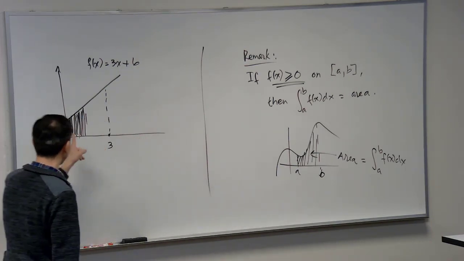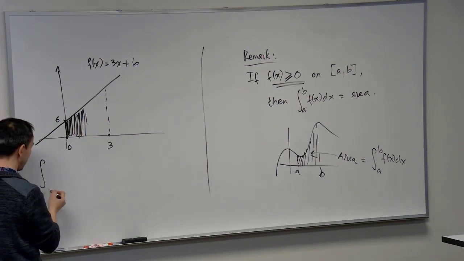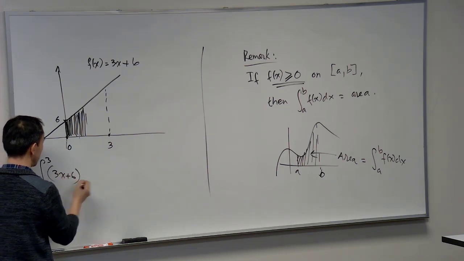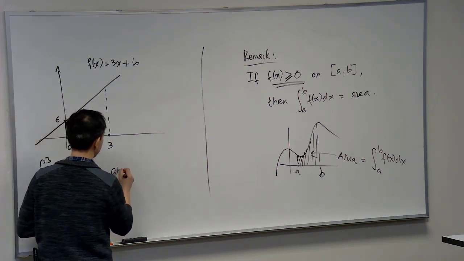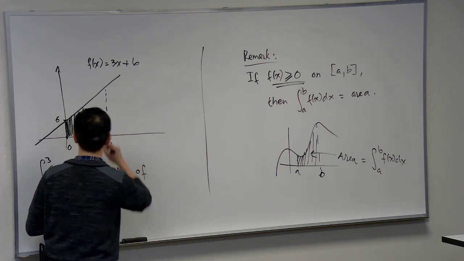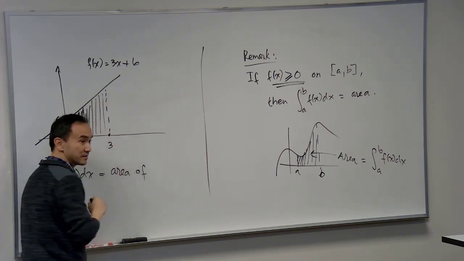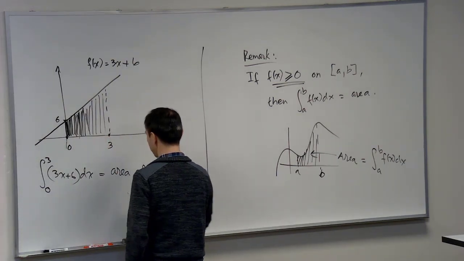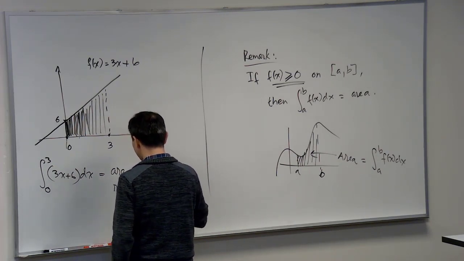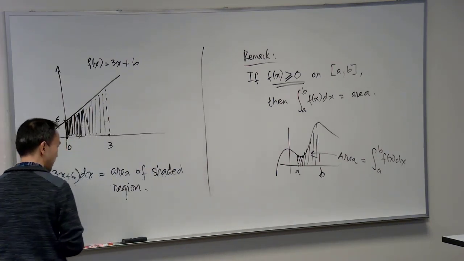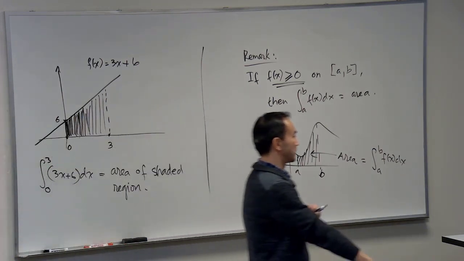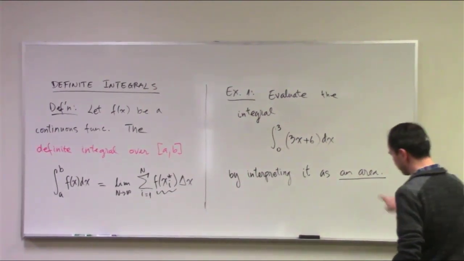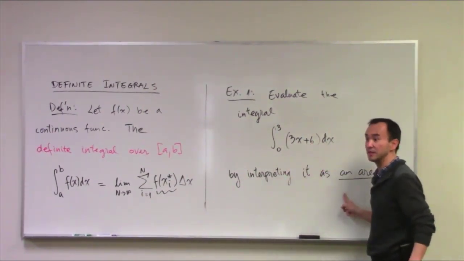So now we can see in this problem, the interval from 0 to 3 for the function 3x plus 6 dx is going to be the area of the shaded region. So now I'm going to go ahead and shade it. You see what I'm saying? That's the plan. I'm trying to break it down to explain the wording of the problem, but that's what it means by calculating this by interpreting it as an area. Sounds good?